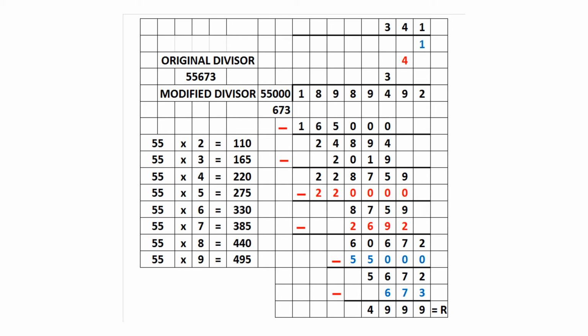Bring down the 2. Only 1 55,000 goes into 60,672. We get a remainder of 5,672. And now we have to do 1 times 673. Subtract that. And we get a final remainder of 4,999. And the quotient is 341.